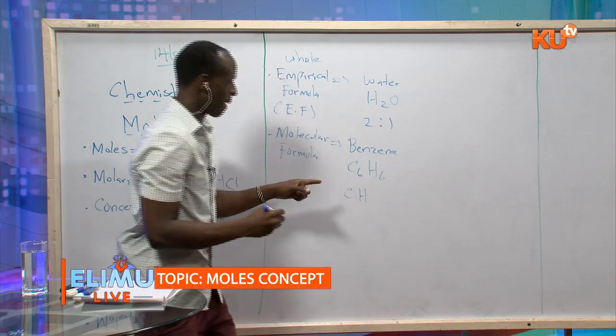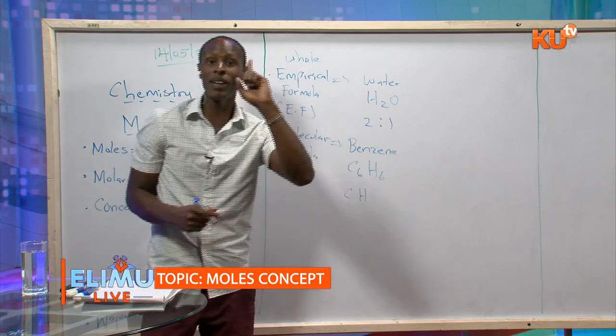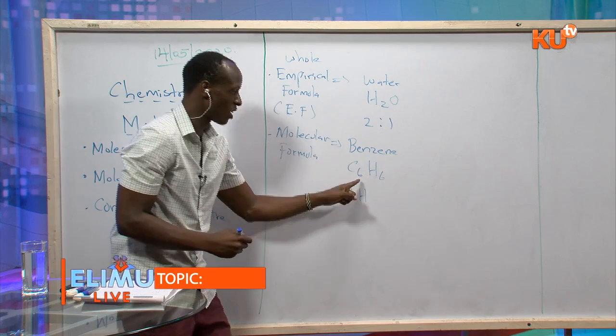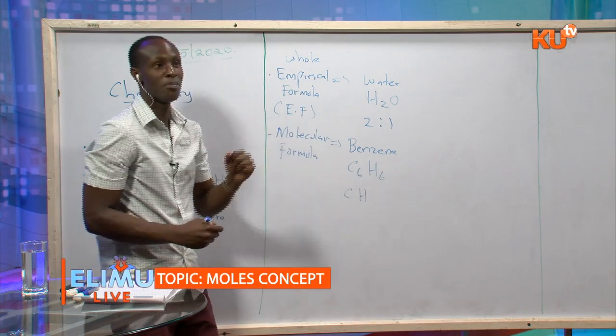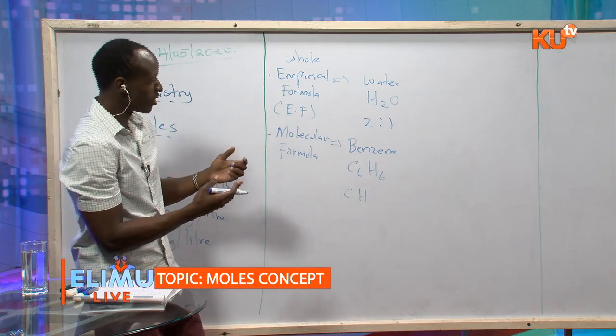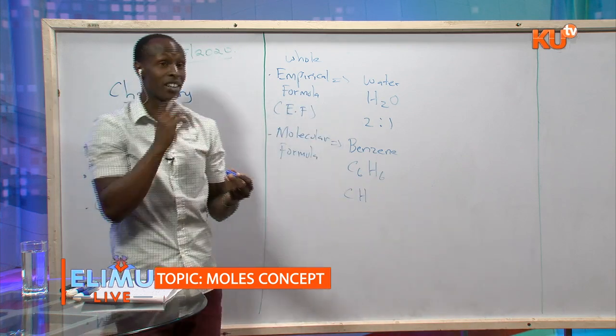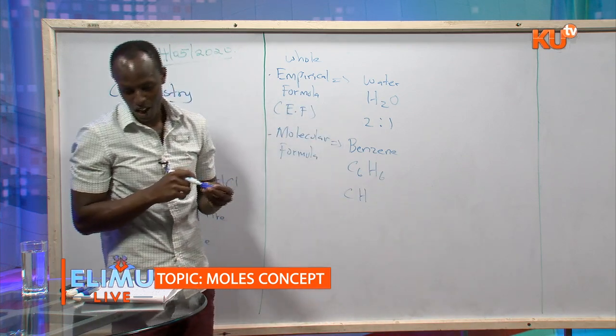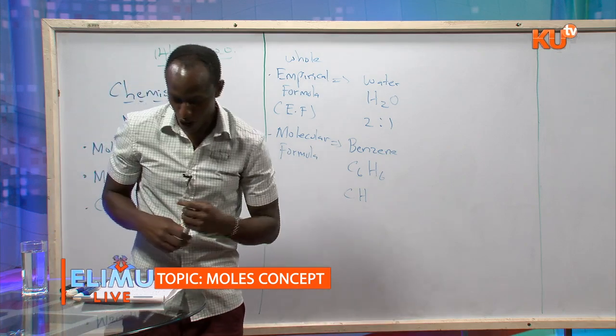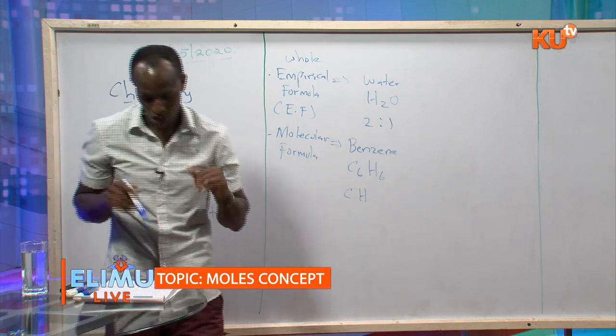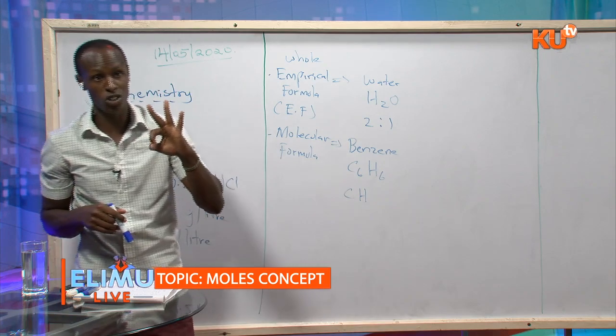CH. It means for each, the simplest ratio is 1:1. If you simplify 6 and 6, the simplest ratio is 1:1. So it means when you have an empirical formula, it can give you the molecular formula. So I hope you are good with those 5 definitions.